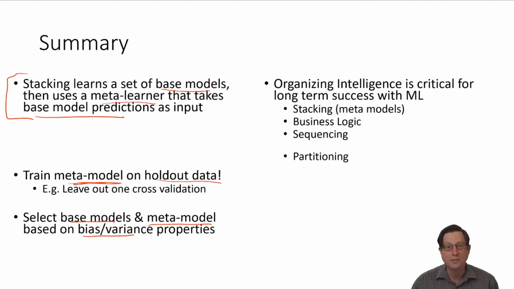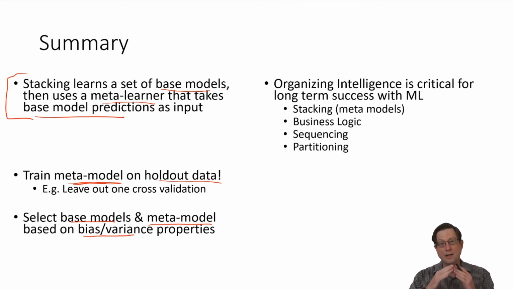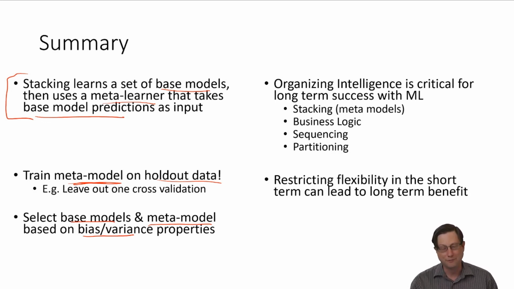And then the final one we talked about was model partitioning, where you split up the instance space by variables that you know are meaningful and that you know will require very different modeling approaches ahead of time. All of these approaches restrict flexibility in the short term. And it's very easy to say, like, this is terrible. I'm a smart math person. I want to optimize. Why are you tying my hands with these things? But they're going to lead to long-term benefit.